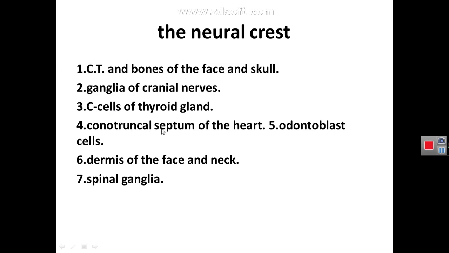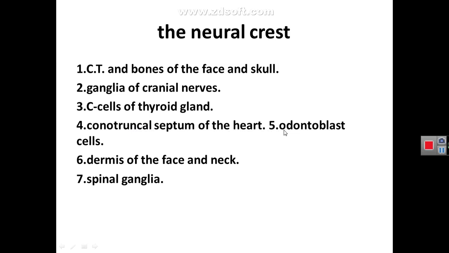Moreover, the neural crest cells will reach the developing heart, and they will form part of the septum of the heart. Specifically, it is the part between the conus cordis and the truncus arteriosus, which is called the conotruncal septum. This septum will divide the aorta from the pulmonary trunk, and also divide the infundibulum of the right ventricle from the vestibule of the aorta of the left ventricle.